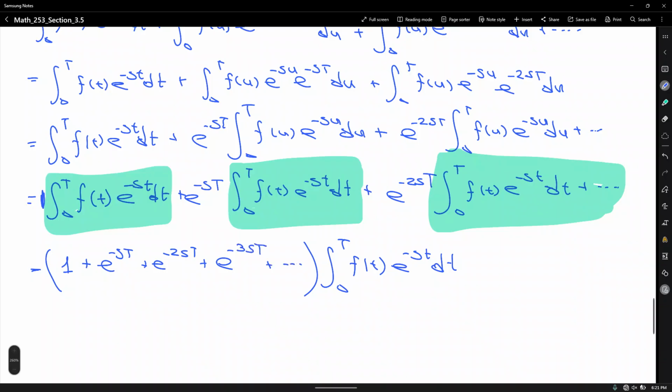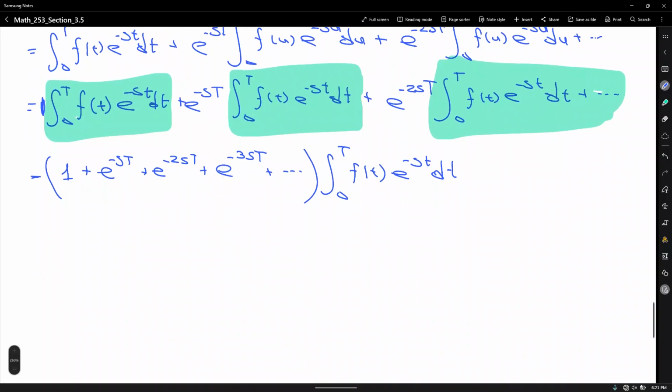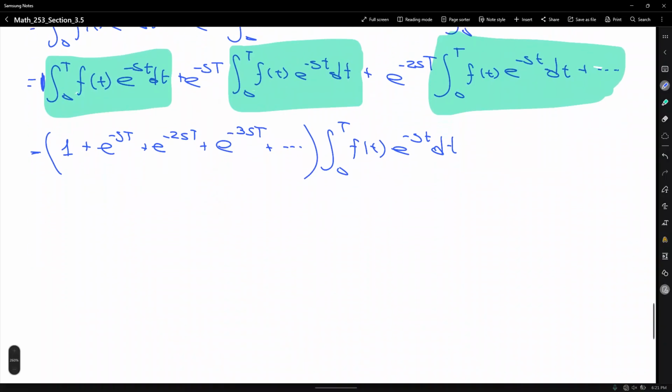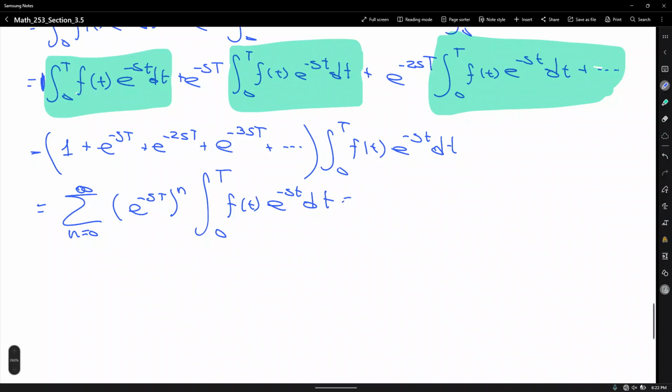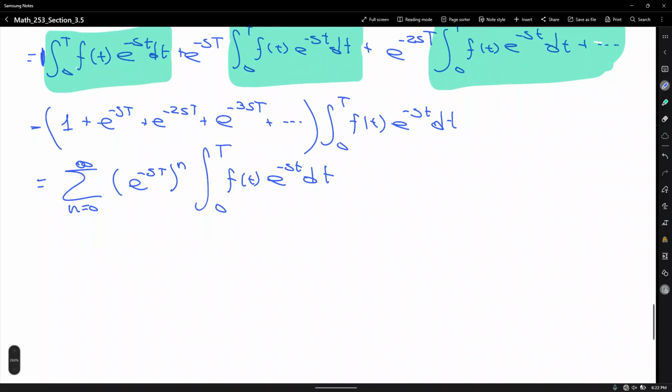Do you guys recognize the series in parentheses? This looks a lot like the sum from n equals 0 to infinity of (e to the negative sT) to the n power, isn't it? It's a geometric series, isn't it? That is times the integral from 0 to T of f of t e to the negative st dt. But how do we evaluate such an infinite sum?